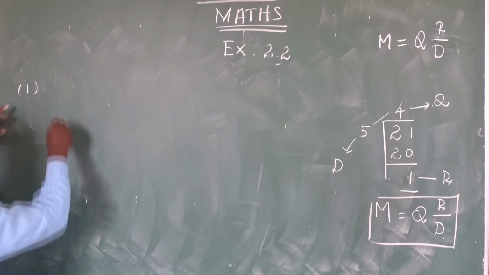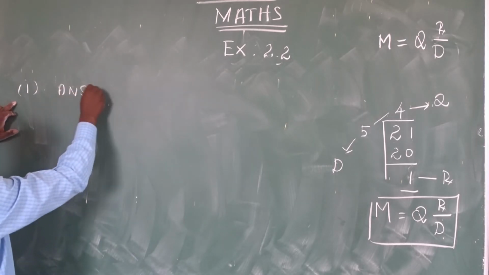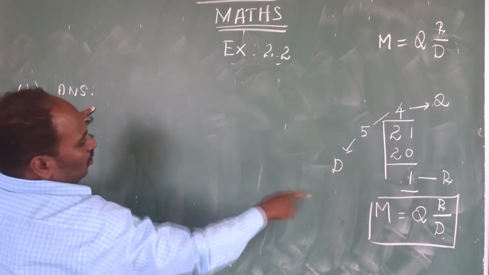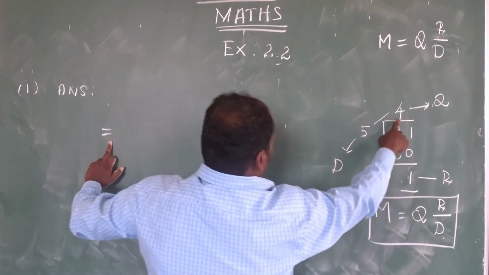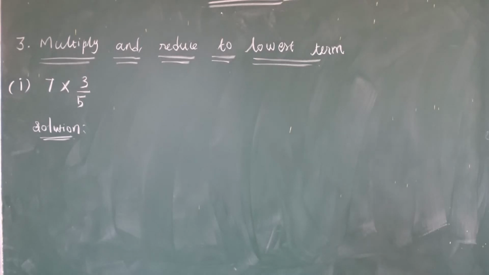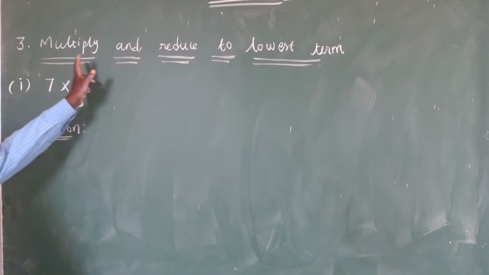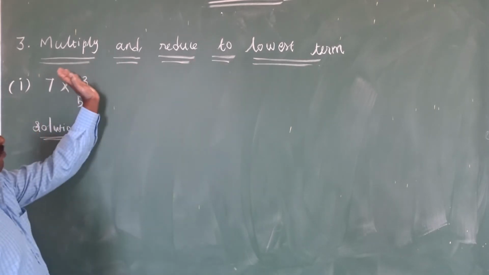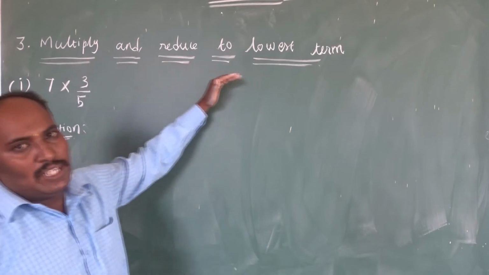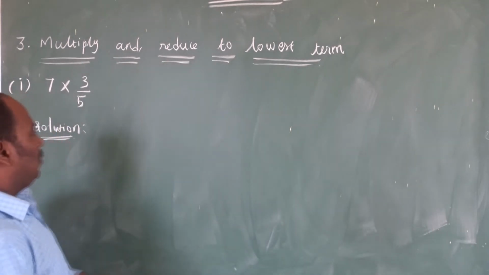First one answer is M is equal to Q. The quotient part is 4. The next one, third one: multiply and reduce to the lowest term.